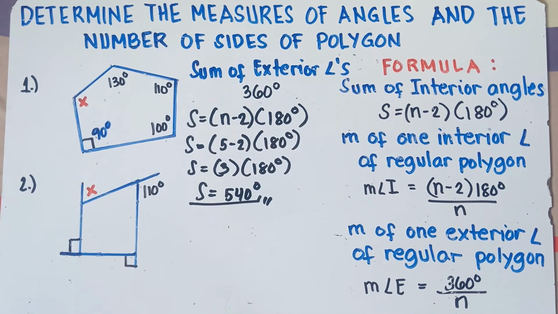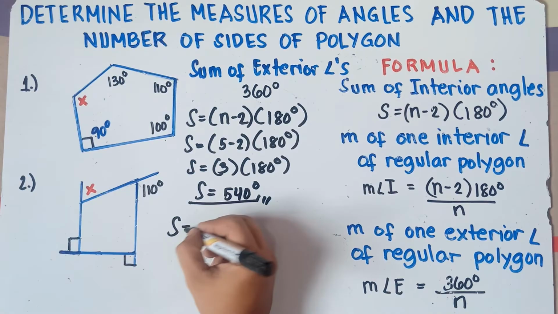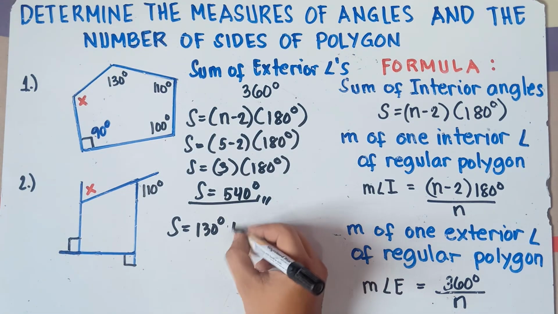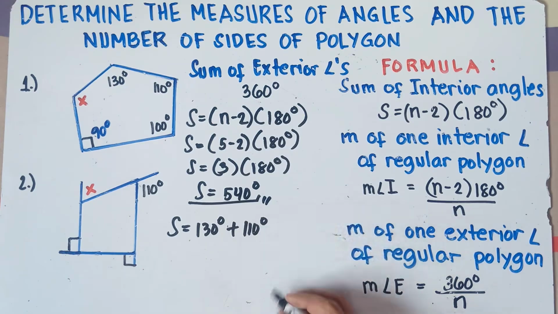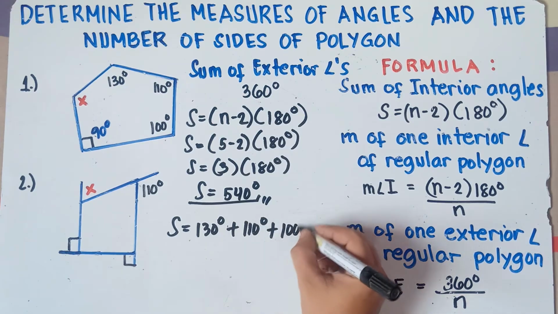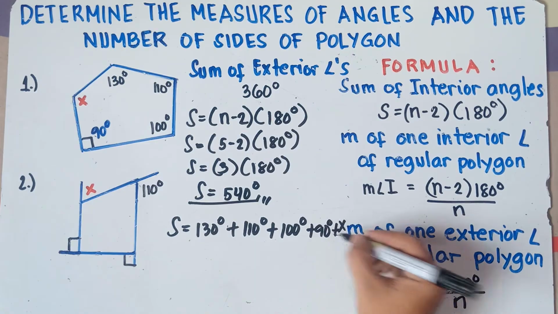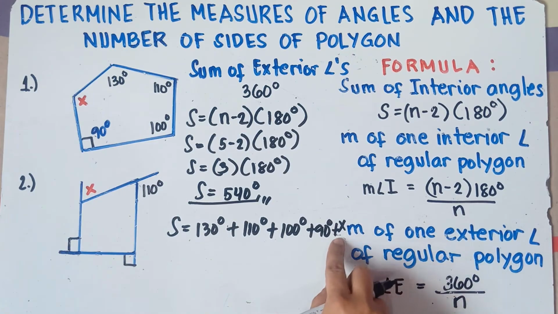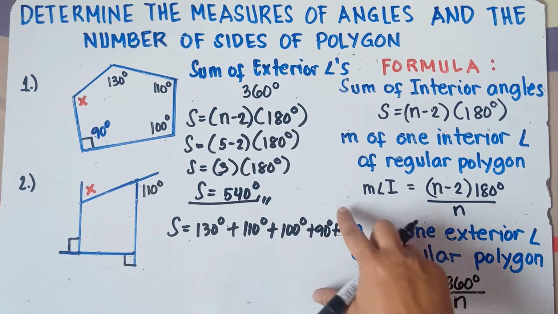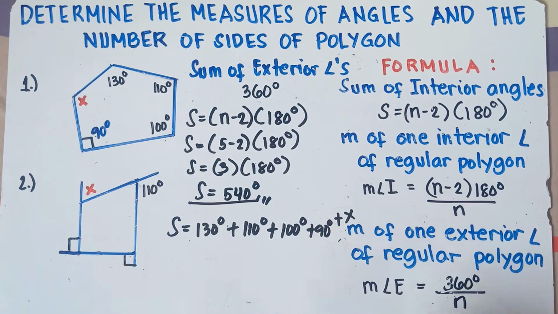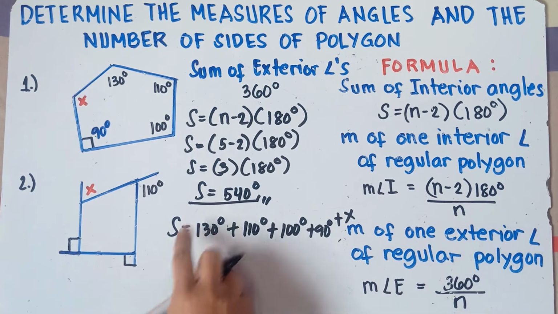So we can use this equation. Sum equals, we add these angles: 130 degrees plus 110 degrees plus 100 degrees plus 90 degrees plus x. We don't have enough space, so let me just write it here, plus x. Alright, so we have the answer for the sum.